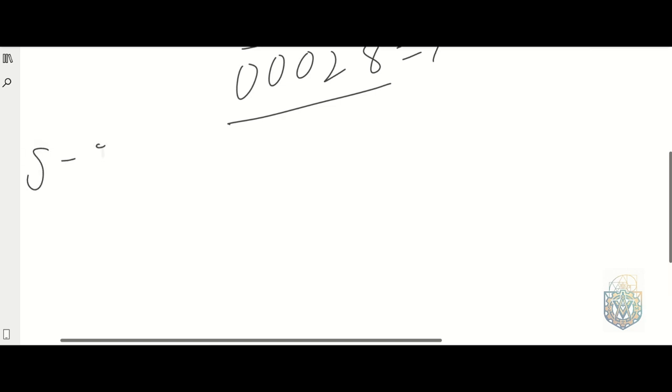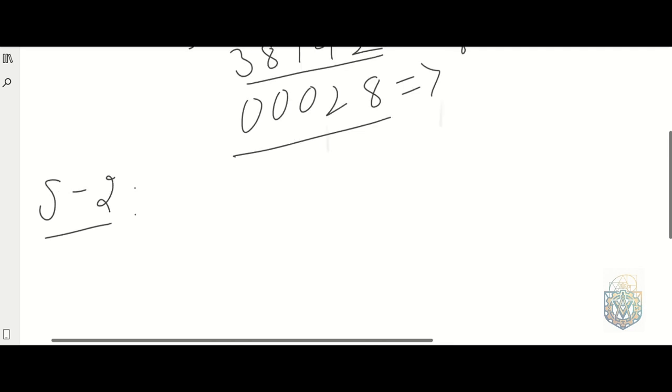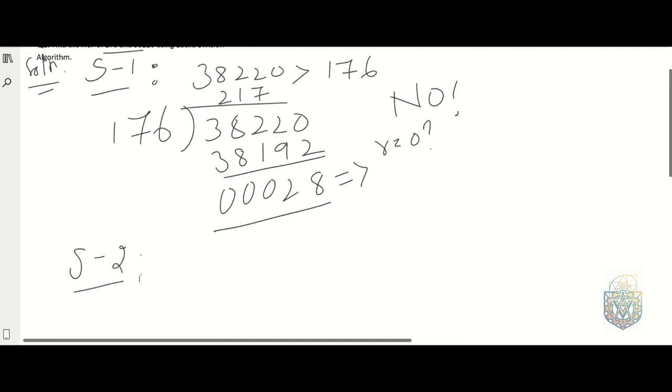Step 2, what you have to do? You have to take two numbers. What are the two numbers? One is the divisor and the other is the remainder. Correct? So what is the divisor here? Divisor is 176, remainder is 28. So you have to apply division again for this 176 and 28. Apply it, guys.